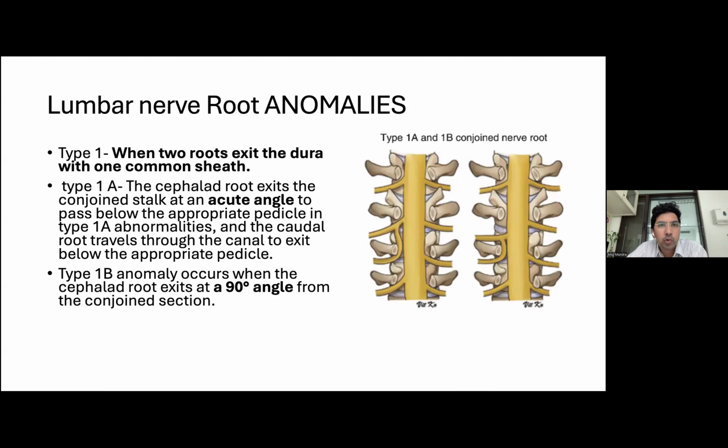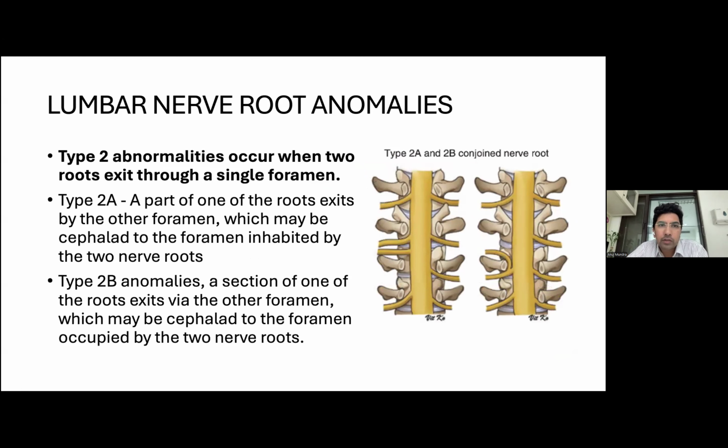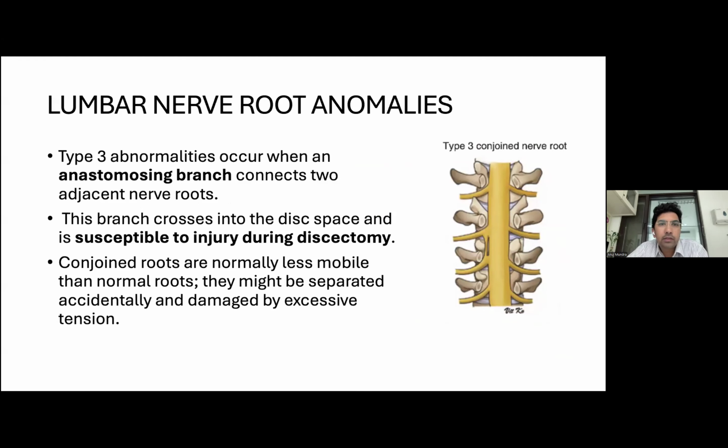Class 1 has 2 roots exiting from the common sheath, and one is at an acute angle if it is type A, and 90° if type B. Class 2 has 2 roots which exit through the same foramen, and class 3 has an anastomosing branch connecting the 2 roots. So this anastomosing branch crosses into the disc space and is susceptible to injury during discectomy.